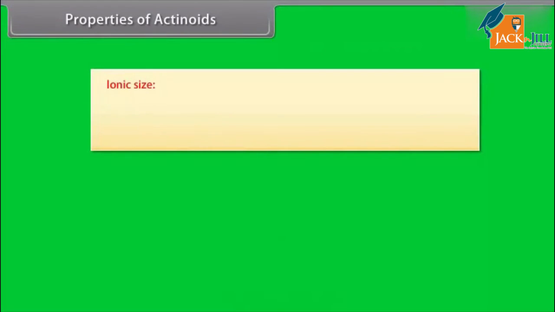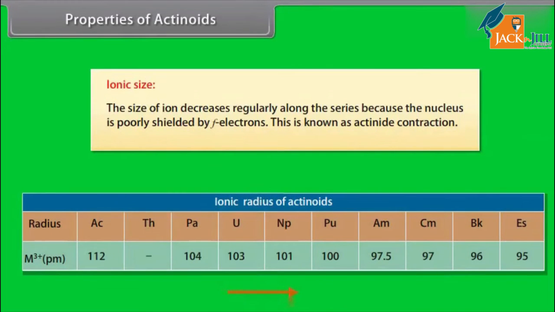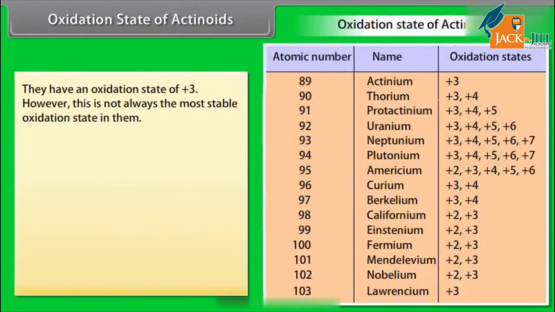Ionic size. The size of the ion decreases regularly along the series because the nucleus is poorly shielded by f electrons. This is known as actinide contraction. Oxidation state of actinoids. They have an oxidation state of +3. However, this is not always the most stable oxidation state in them.